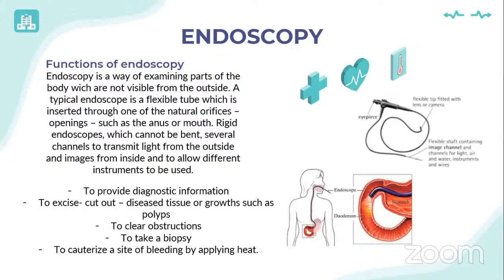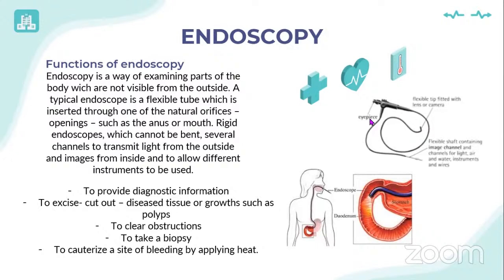Okay, and to provide diagnostic information. To excise, that means to cut out diseased tissue or growths such as polyps. It is also used to clear obstructions, to take a biopsy, and to cauterize a site of bleeding by applying heat. Well, we have here on the right side an image where we can see the endoscope.